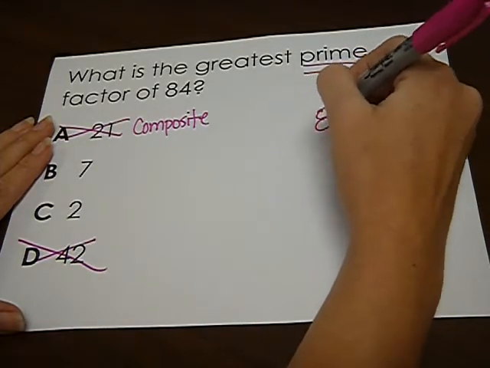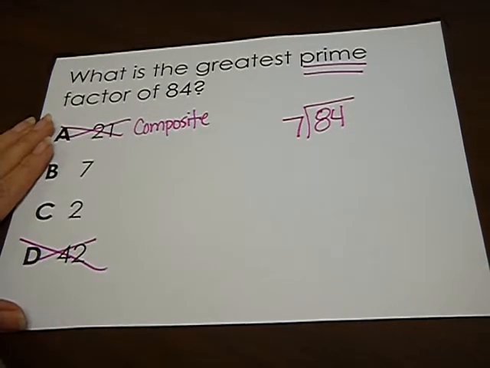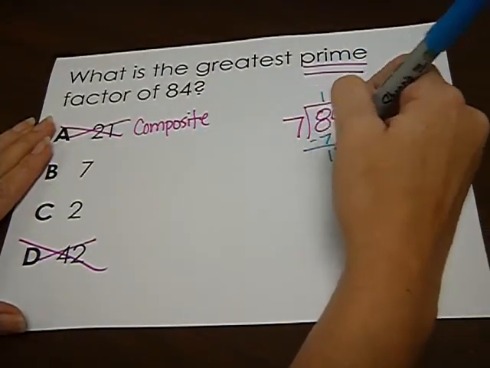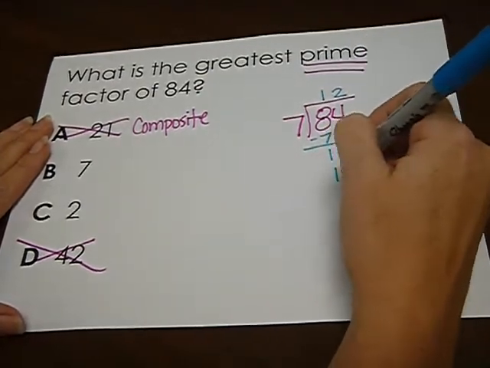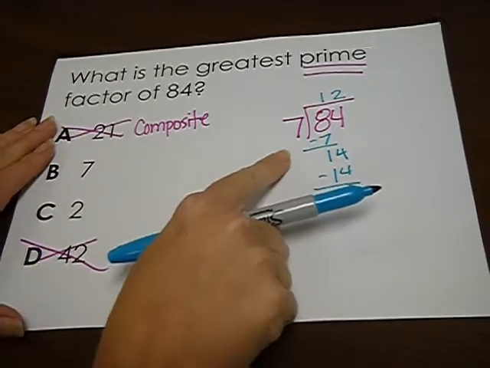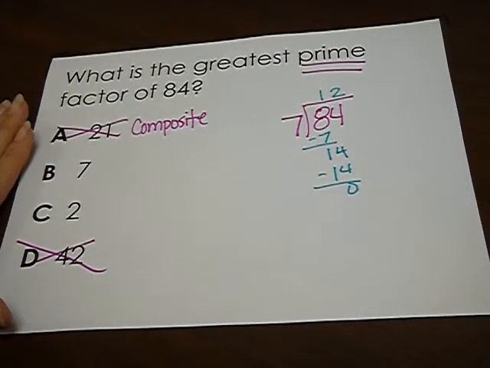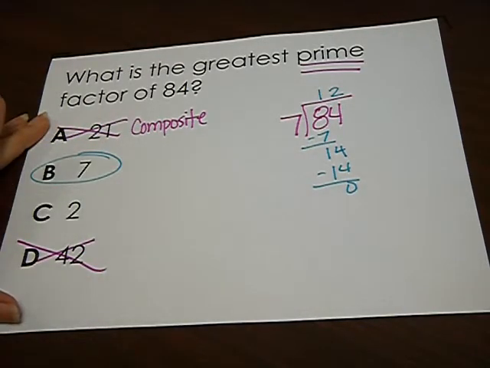So I take 84 and divide it by 7. 7 goes into 8 one time. 1 left over. 7 goes into 14 twice. So 7 is a factor of 84, and it's a prime factor. So B would be my answer.